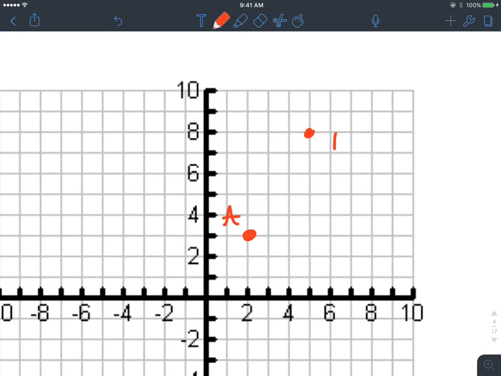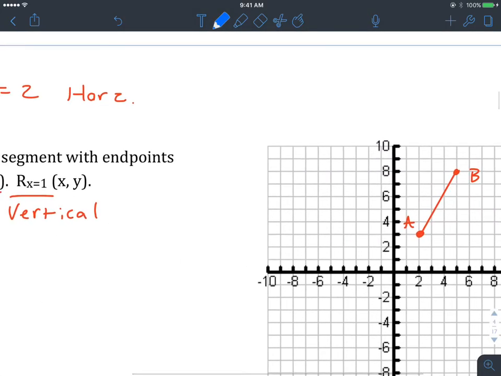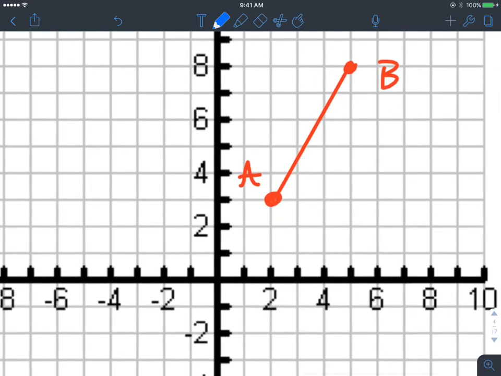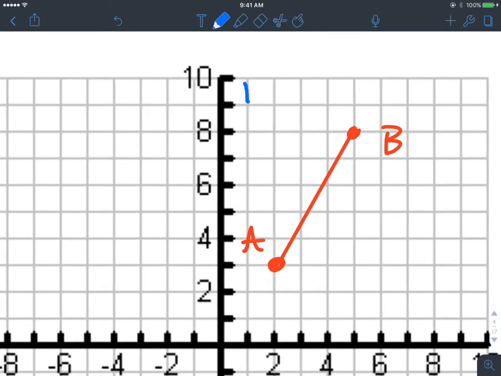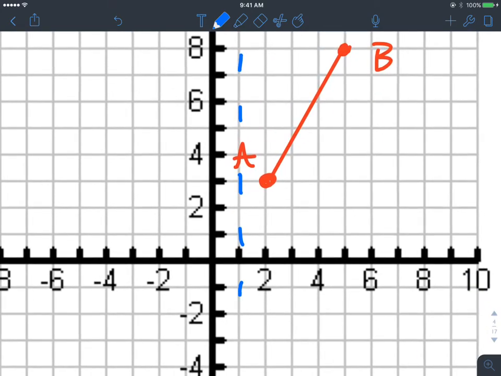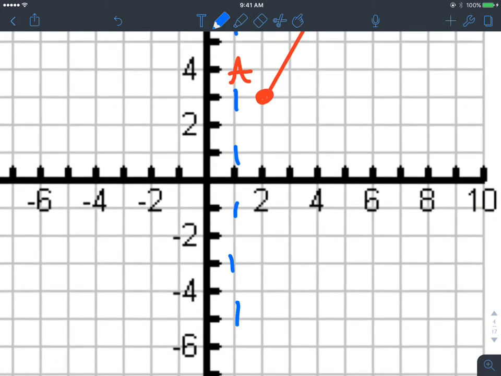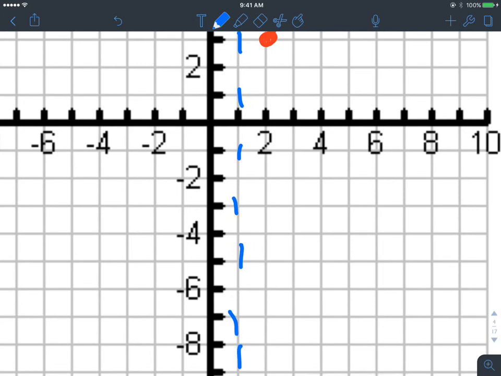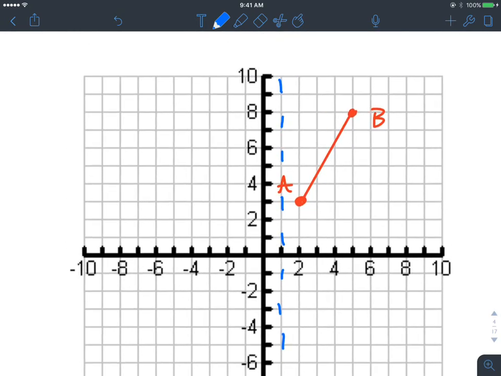So A and then B, and then I'm going to reflect A, B across the line x equals 1 right there. So that means x equals 1, that's a vertical line, and it goes through 1. So I'm going to draw myself a dotted line. Usually a dotted line is a good line to draw so you don't get yourself confused on what the actual shape is. So we're reflecting across that line there.